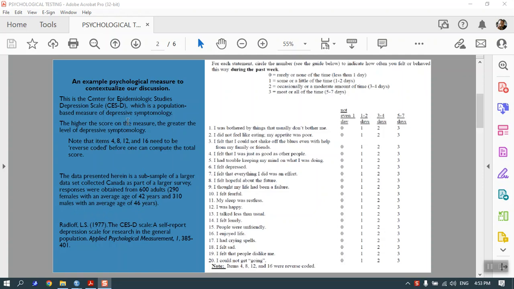It's a 20-item measure of depressive symptomatology on a rating scale from 0 to 3, which the respondent is instructed to circle the number to indicate how often they felt or behaved this way during the past week. Everything from 0, not even 1 day, 1 or 2 days, 3 or 4 days, or 5 to 7 days.